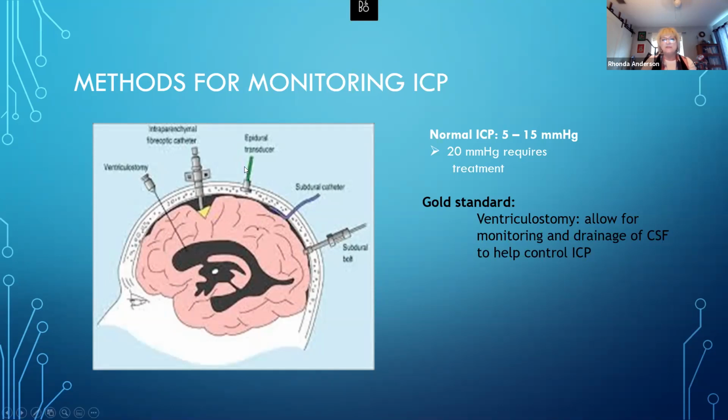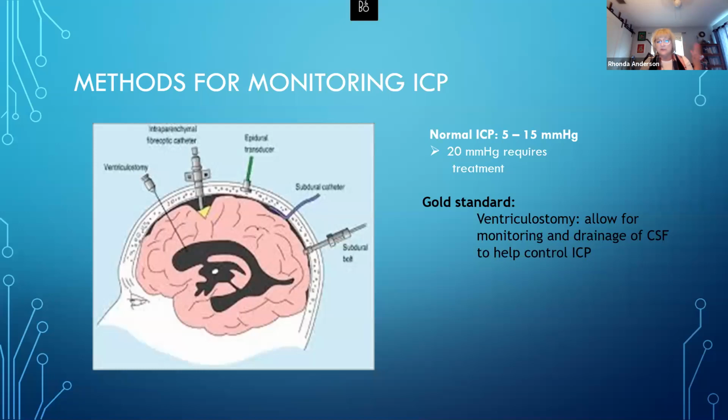CSF. Same thing with the epidural transducer, and it's probably the least accurate, so you get kind of a trend. Subdural catheter, the same thing, more of a trend, and again, we can't remove CSF. And then the subdural bolt, again, a pressure, but it's not going to let us do that. Most of these are going to be placed on the non-dominant side, and we assume most people are right-handed unless we know otherwise.